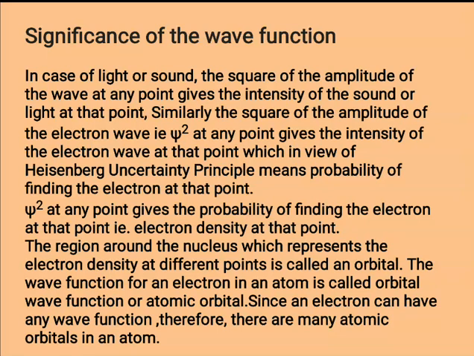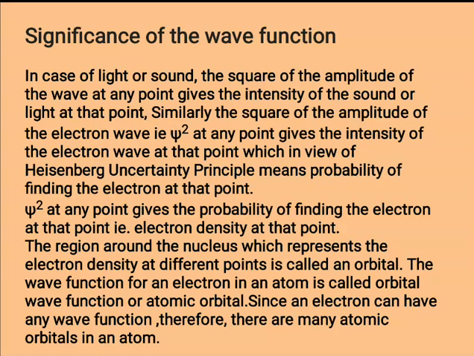Now, what is the significance of the wave function? In case of light or sound, square of the amplitude of the wave at any point gives the intensity of the sound or light at that point. Similarly, square of the amplitude of the electronic wave, that is psi square, at any point gives the intensity of the electron wave at that point, which in view of Heisenberg's uncertainty principle means probability. That is, probability of finding the electron at that point. So psi square represents the probability of finding the electron at that point.